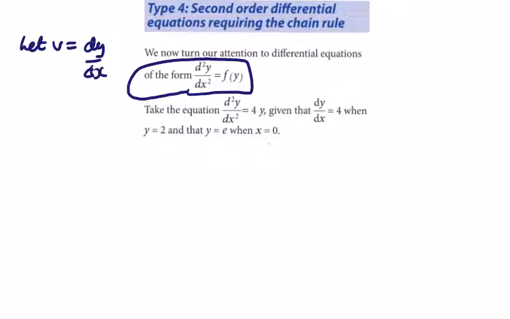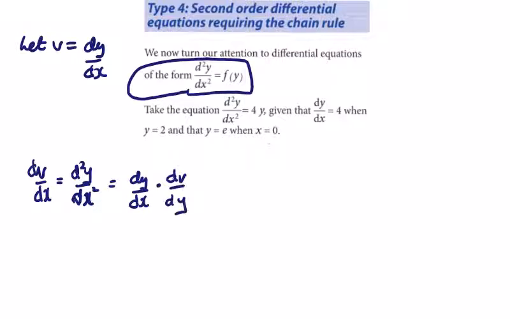So we then know that dv/dx is equal to d2y/dx2. Okay, what else is dy/dx equal to? Chain rule in these questions. dv/dx is equal to dy/dx times, if we want to keep the dv/dx, there's the dv on top and the dx on the bottom, so dv/dy. And we know that dy/dx is equal to v, so now we have v times dv/dy.